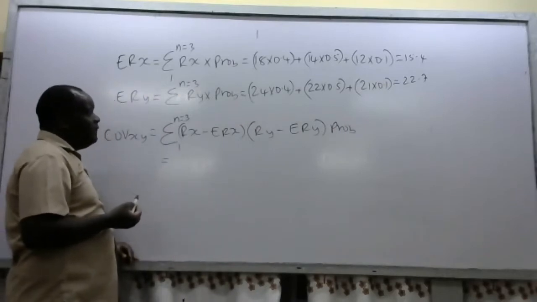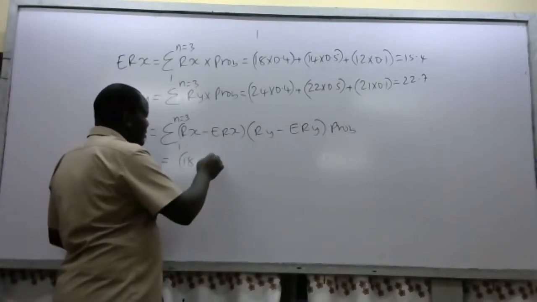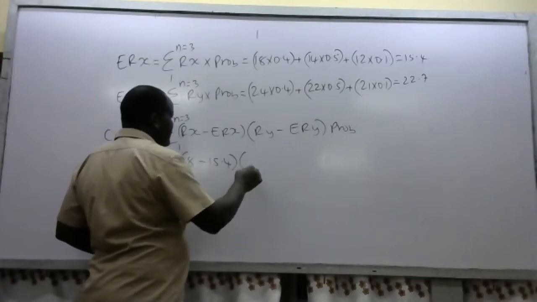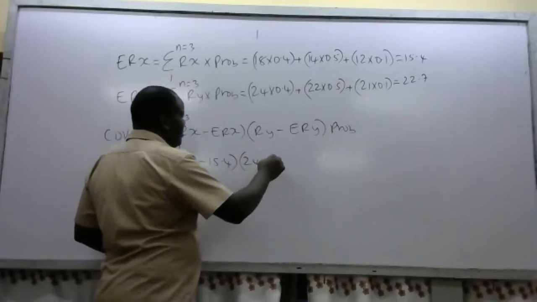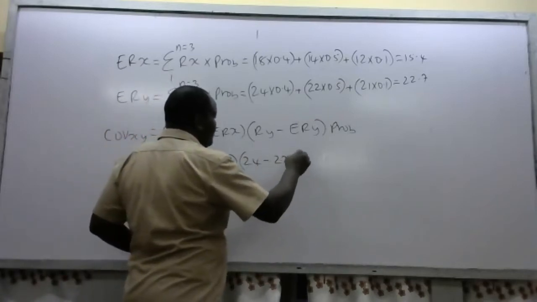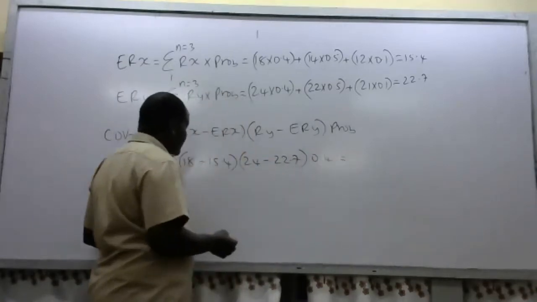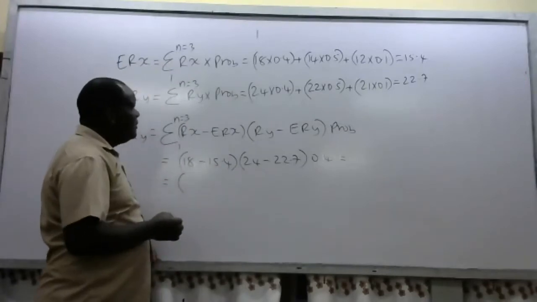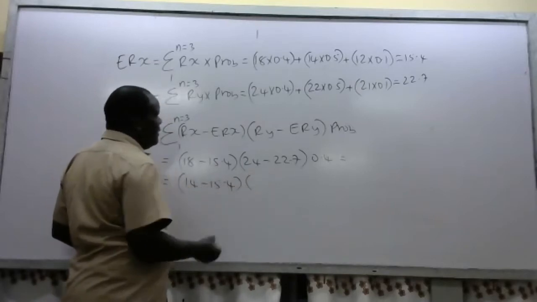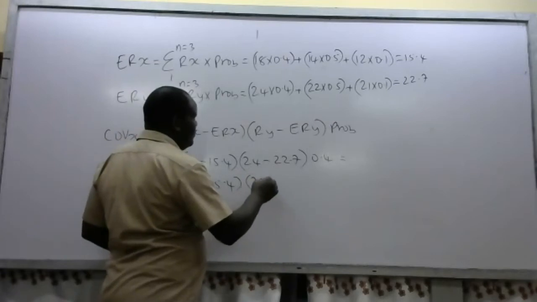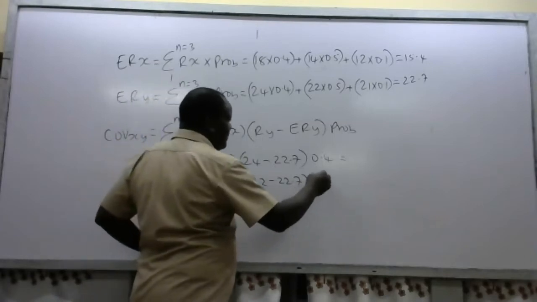So the first return for X, remember it was 18 minus expected return, which was 15.4. Then the first one for Y, it is 24 minus expected return, 22.7. The probability of it occurring is 0.4. We go to the next one. This one is 14 minus 15.4. Then the other one is 22 minus 22.7. Probability is 0.5.